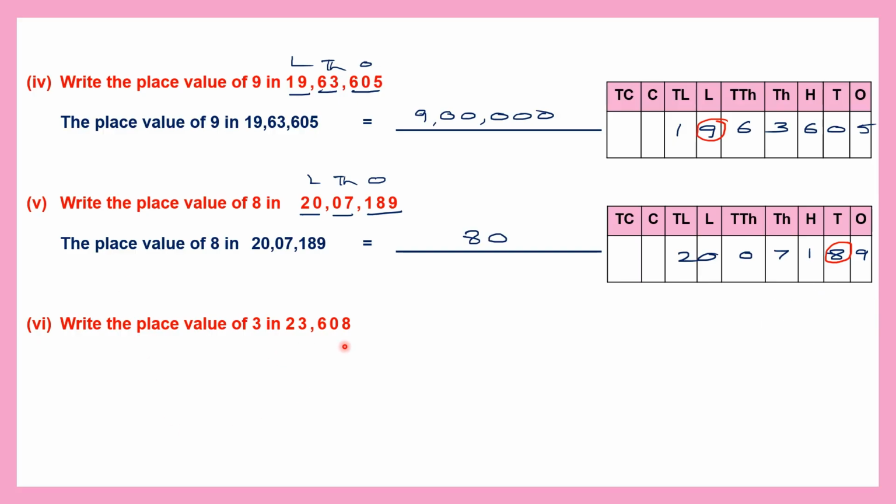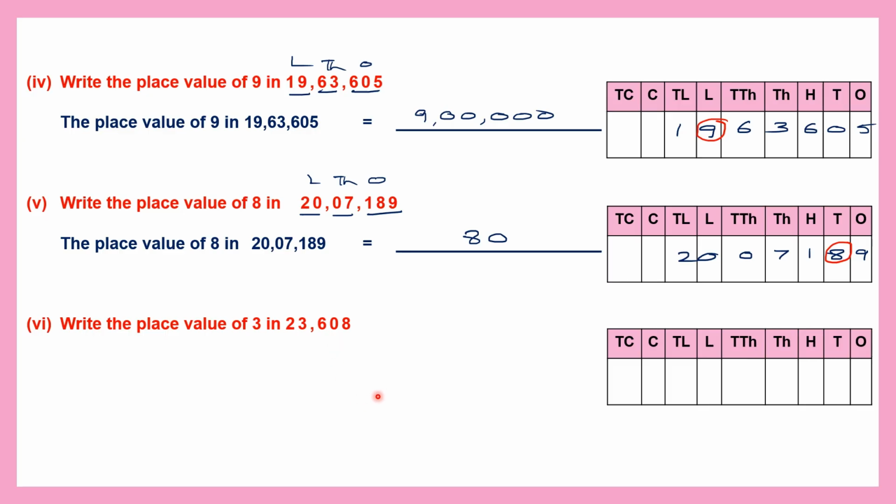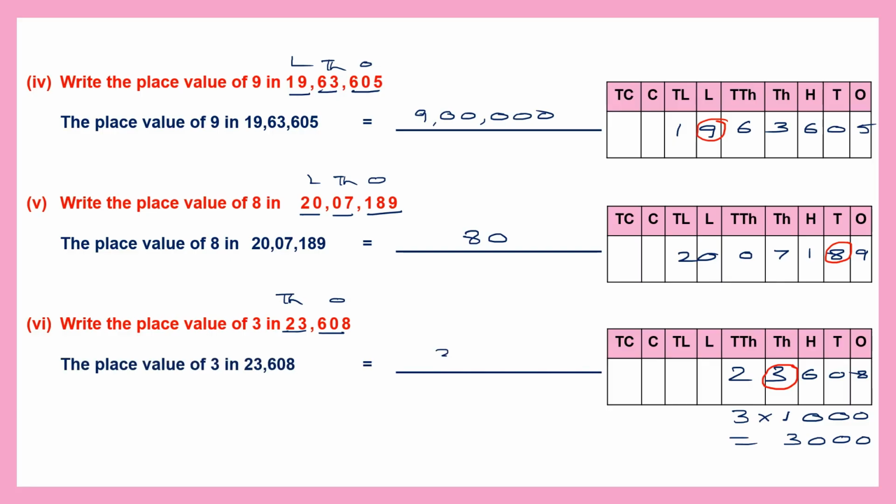Next is place value of 3 in this number. So okay, let's get our place value chart. Now here 608 in the ones period. Then we have 23 in the thousands period. So that's 23,000. Now the place value of 3 is what we need to find out. And 3, as you can see, is in the thousands place. So 3 into 1,000. So 3 into 1 is 3, 3000. So the place value of 3 in this number is 3000.